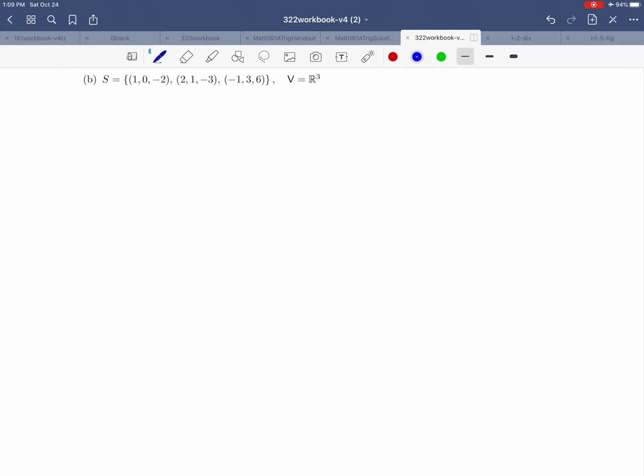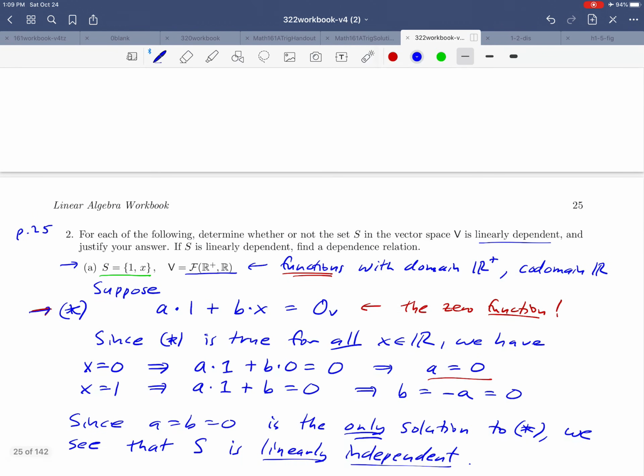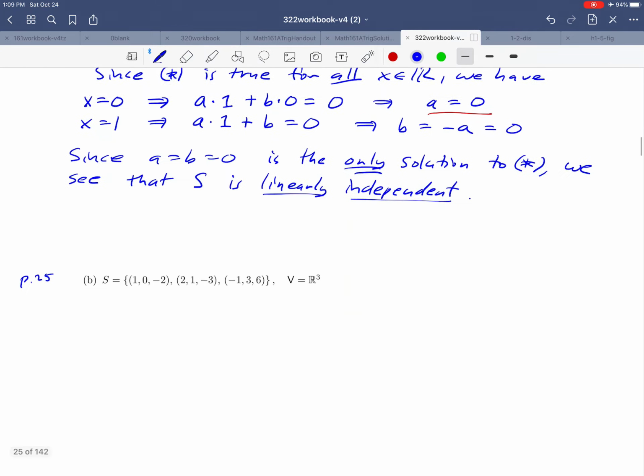Hello everybody and welcome to part B of exercise 2. We are looking at page 25 here. The instructions to this problem are actually at the top of the page. Let's scroll up and remind ourselves. So we'd like to determine whether or not the set is linearly dependent or independent. And then if it's dependent, to find a dependence relation.